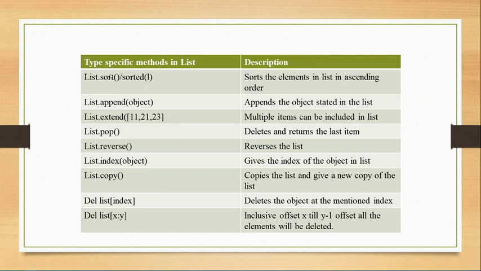These are a few type specific methods in list. Sort will sort the list in ascending order. Append, as I told before, will append the object as a single element. Extend will extend the list, that is, it will add the elements as multiple elements. Pop will delete and return the last element. Reverse reverses the list. Index will give the index of the object mentioned in the list. Copy will copy the list. Del list[index] will delete the object at the mentioned index.